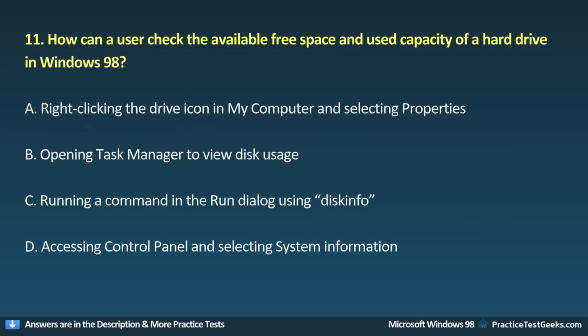11. How can a user check the available free space and used capacity of a hard drive in Windows 98? A. Right-clicking the drive icon in My Computer and selecting Properties. B. Opening Task Manager to view disk usage. C. Running a command in the Run dialog using Disk Info. D. Accessing Control Panel and selecting System Information.